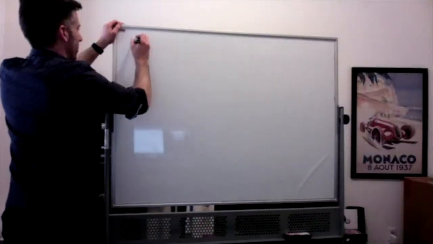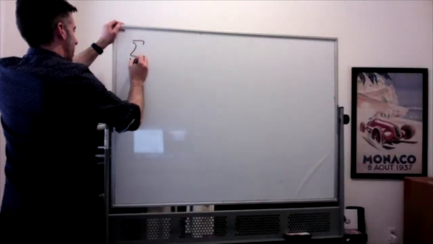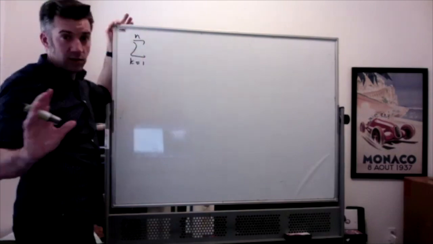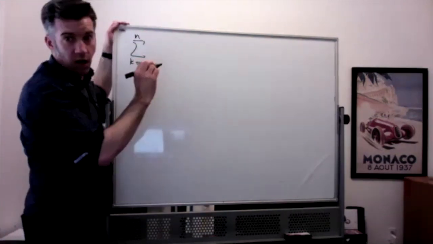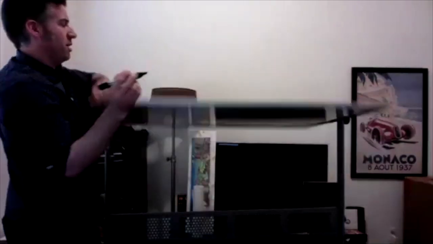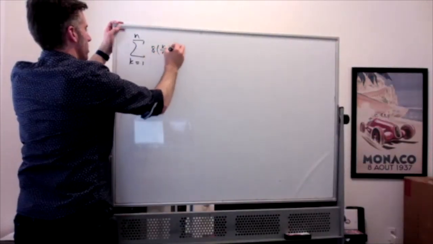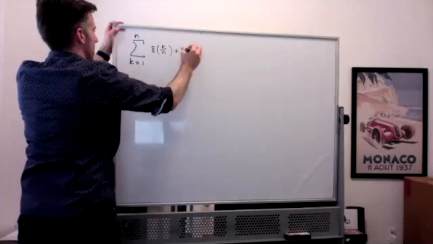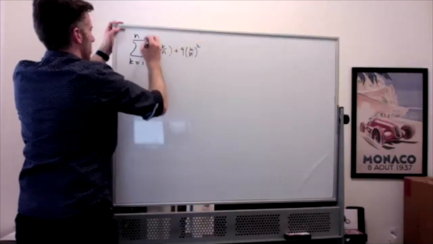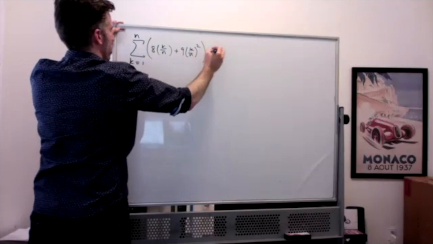So I've got, again, the sum from k equals 1 to n. By the way, do stop me if you have questions. What did I say? 8 times k over n plus 9 times k over n squared, times 1 over n.